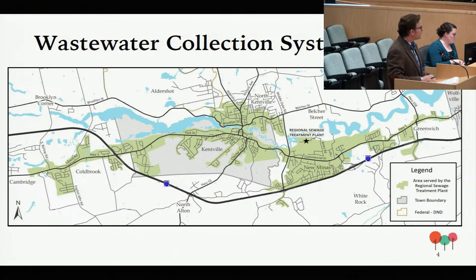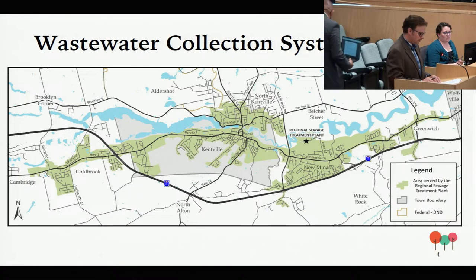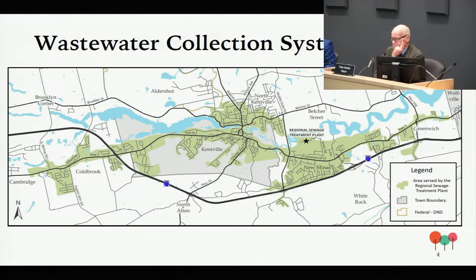Okay, so this is just a map showing the regional collection system. The collection system is highlighted in green, and you can see that it runs from the far western edge of Colebrook to the far eastern edge of Greenwich. It encompasses a portion of North Kentville all the way to the newest development just south of New Minas, which is Canaan Heights. In total length, it's approximately 22 kilometers. It services approximately 20,000 residents within our county, as well as local industry.